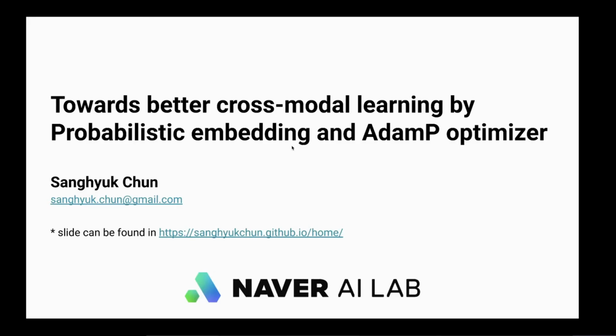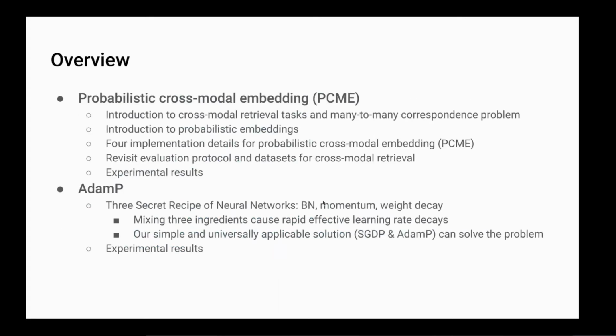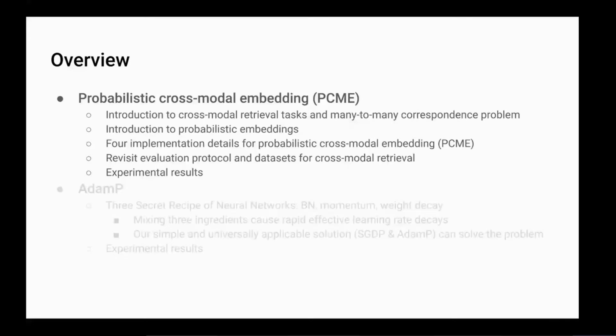So you can find this slide at my homepage here. Today I'm going to talk about two things. First one is the probabilistic cross-modal embedding presented in this CVPR. And the other one is a new optimizer named AdamP presented in last ICLR. I know we only have about 45 minutes, so maybe I'm going to skip a few slides, so you can follow up the details in my paper or the shared slide.